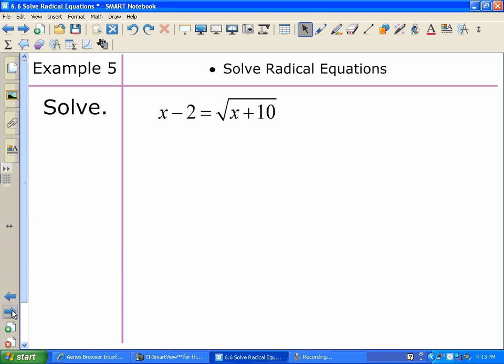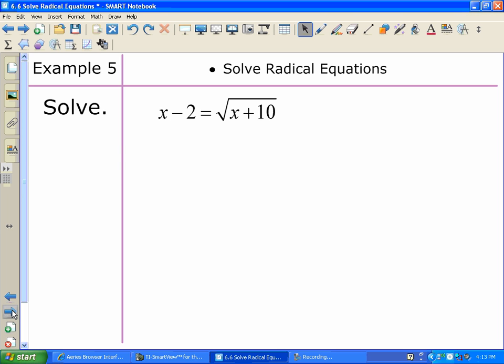Okay? First off, this problem looks different than the other problems we've done. I have x minus 2 equals the square root of x plus 10. Again, x minus 2 equals the square root of x plus 10. The technique, isolate, introduce an exponent to both sides of the equation, and solve is exactly the same. There's nothing new technique-wise here. And hopefully you'll agree with me that on this problem, I've isolated the radical already. The square root is by itself.